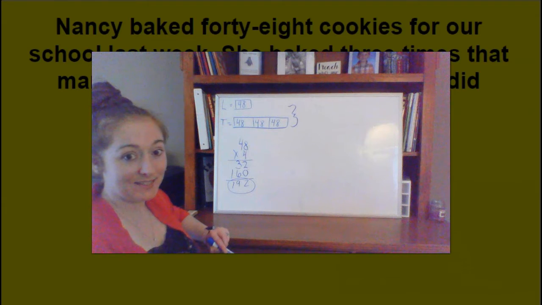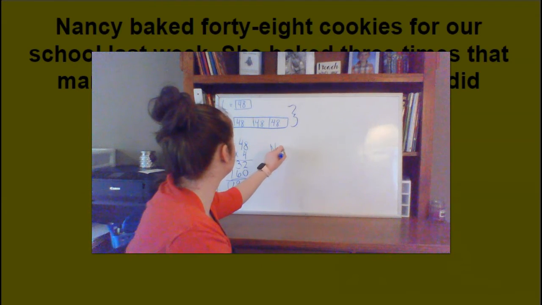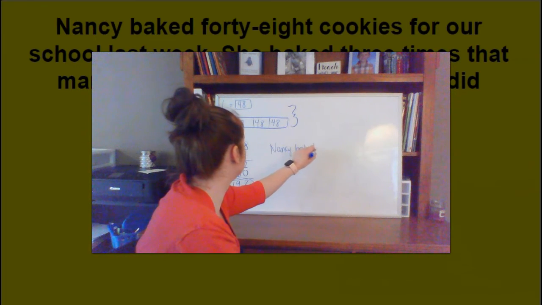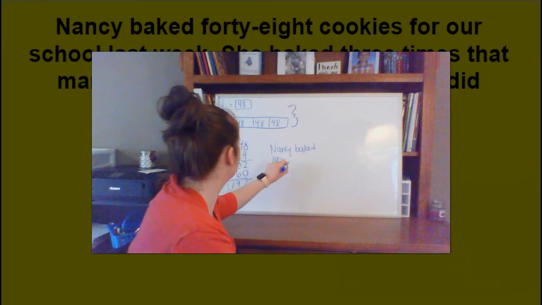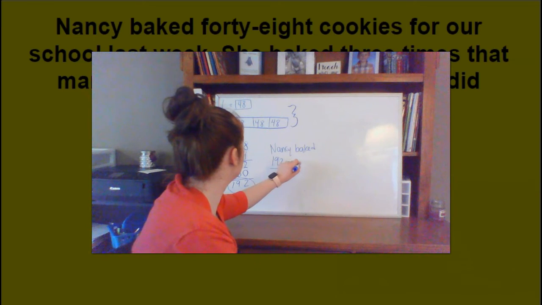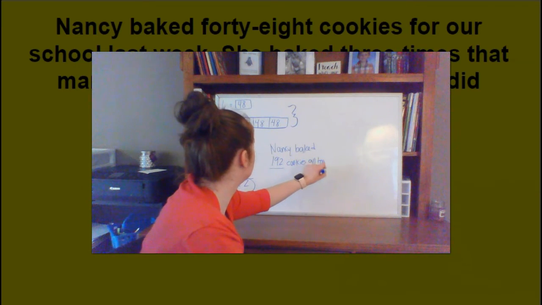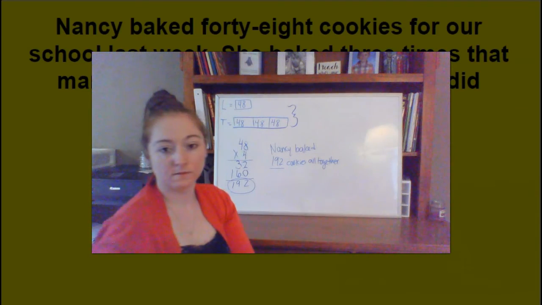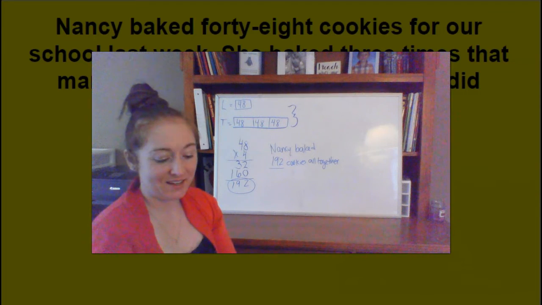192. Let's do our last step and write it. Nancy baked 192 cookies all together. Very good. Did we read it? Yep. Did we write it? Yep. And I mean, you're right.